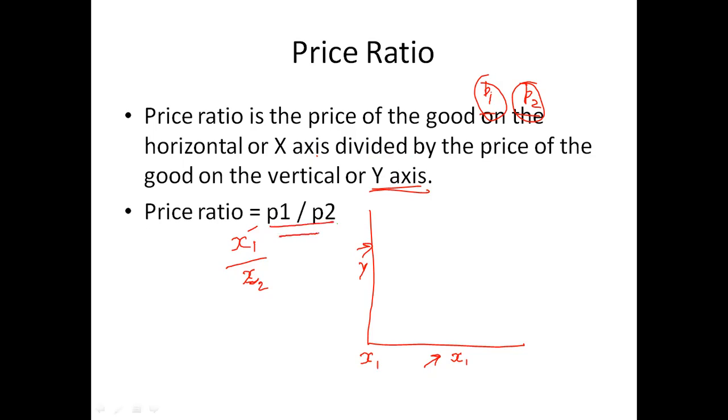Price ratio formula is this: P1 by P2. Very simple. This is the price of goods on the x-axis. This is the price of the goods on the y-axis. Price ratio.